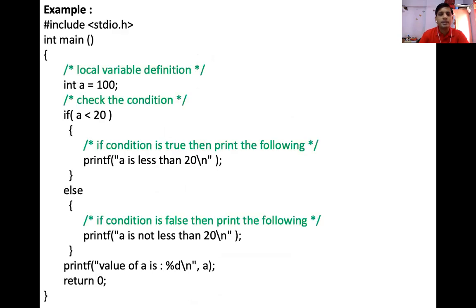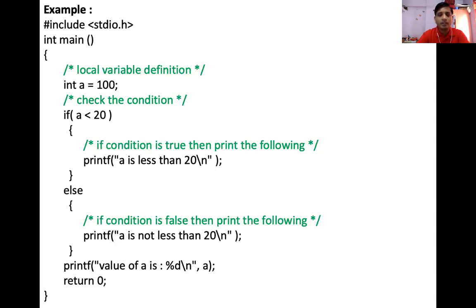The same example we have given here. The value of a I have modified to 100 here. The condition is given as a less than 20, and if a is less than 20, then printf "a is less than 20". Else, print "a is not less than 20". So it means that here we have handled both conditions, the true condition, and if the condition is false, that else part also we have handled.